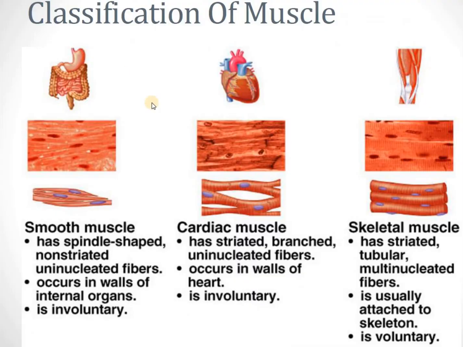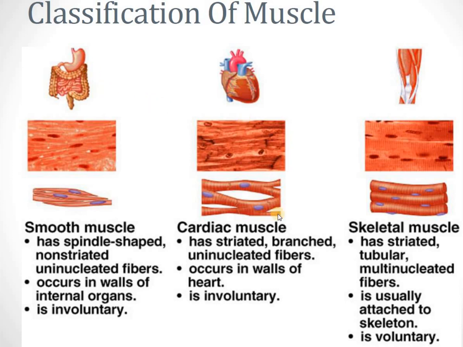So the next slide is the classification of muscles. There are three types of muscles majorly: smooth muscles, cardiac muscles and skeletal muscles. Smooth muscles have spindle shaped, non-striated, uninucleated fibers, and occur in the walls of the internal organs. They allow smooth movement of the flow of blood or any food particles. For example, in your stomach and the large and small intestine, food needs to travel in a smooth way. Okay, that is helped by the smooth movements. Peristalsis occurs in this type of muscle.